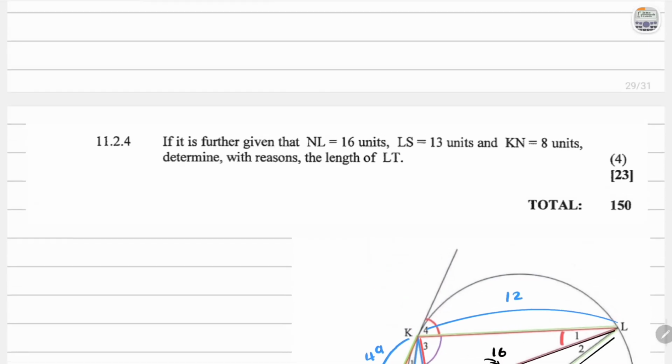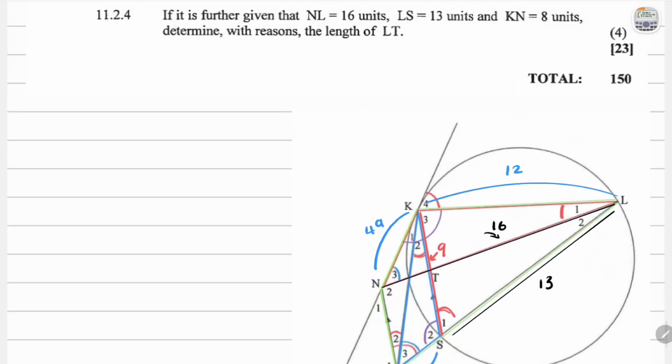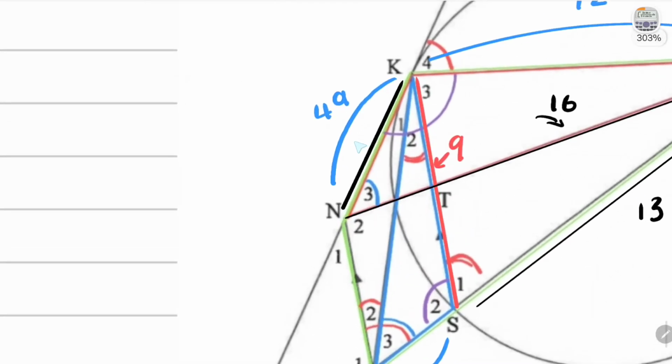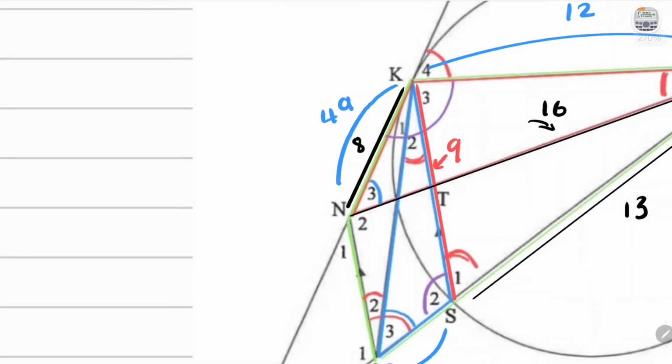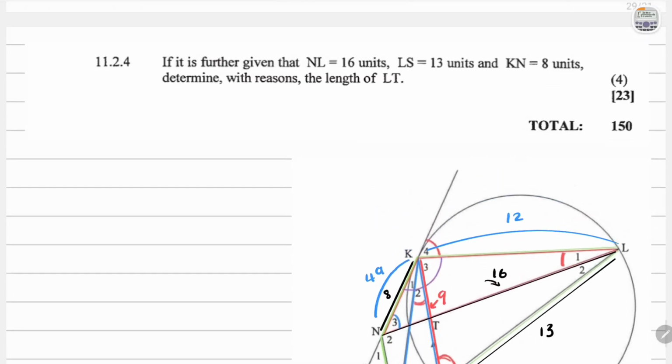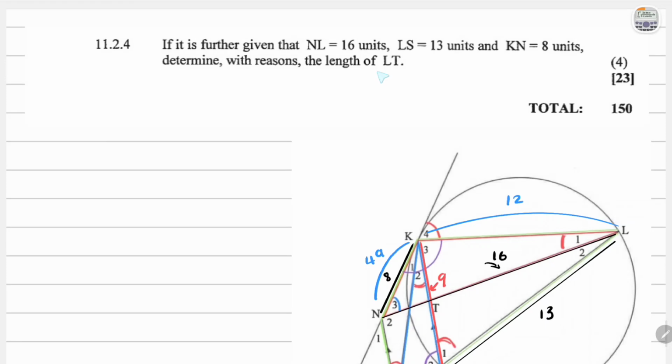And then we are also told that KN is 8 units. So KN is 8 units. Okay, that actually helps a lot. So them telling us this can help us find out what exactly A is, and then anything in terms of A would also be able to be found, for example, like MS.